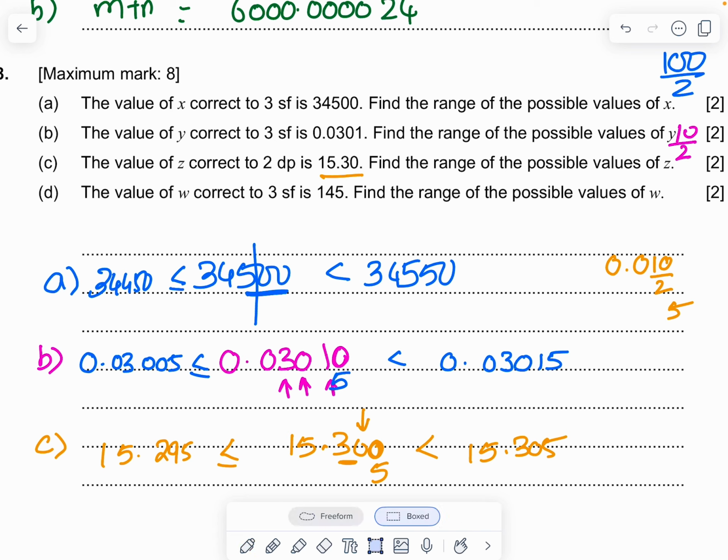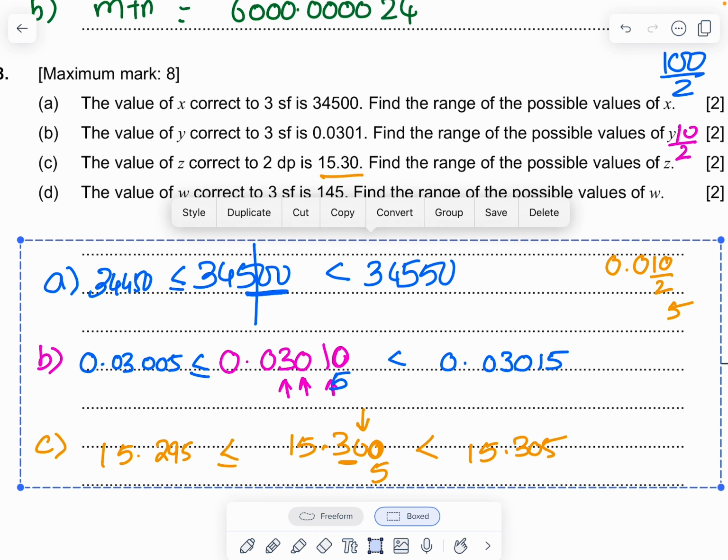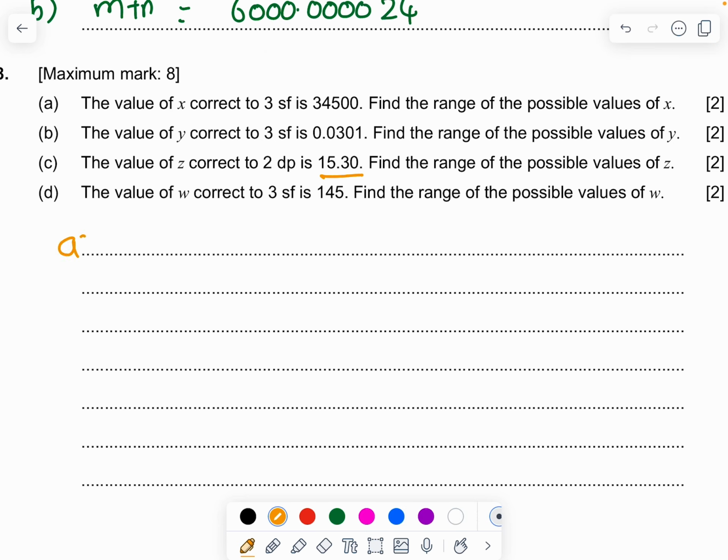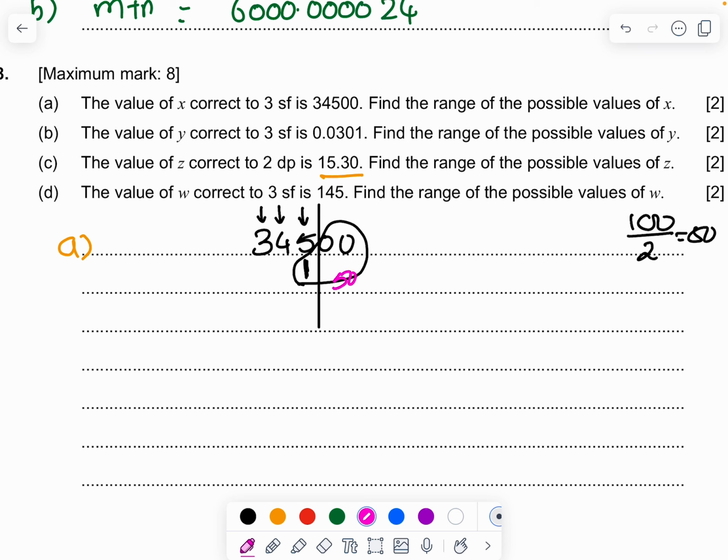So once again, if at all it is confusing, let me do once again the easiest method to convert into range, writing out the range. Part A, 34,500. 3 significant figures. First significant figure, second significant figure, third significant figure. So now the last significant figure, make it as 1. So it becomes 100. So 100 divided by 2, which is 50. So add 50, subtract 50. So when I add 50, it becomes 34,550. When I subtract 50, it becomes 34,450.